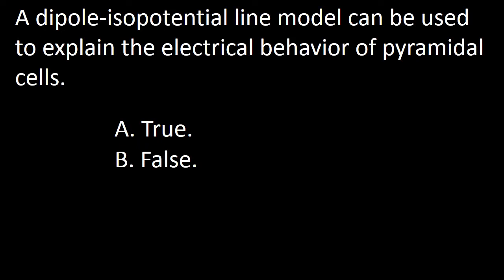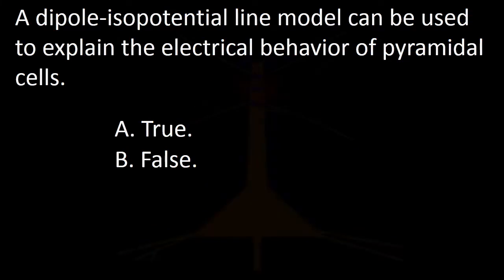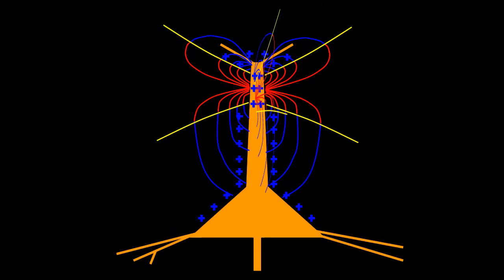Next question. A dipole isopotential line model can be used to explain the electrical behavior of pyramidal cells. We already mentioned that the quadrupole model is unnecessarily complex to explain the electrical behavior of pyramidal cells. This is so regardless of the specific quadrupole model we use, current lines, isopotential lines, or battery analogy.